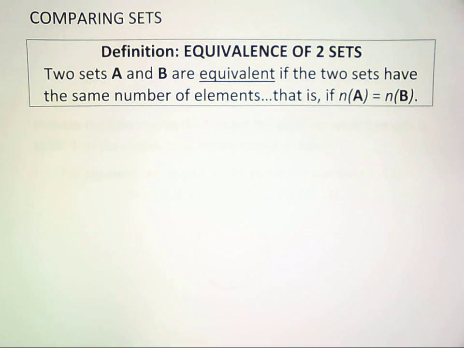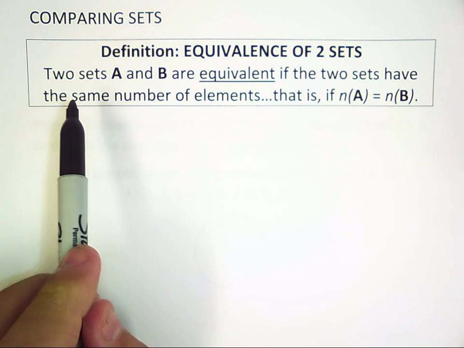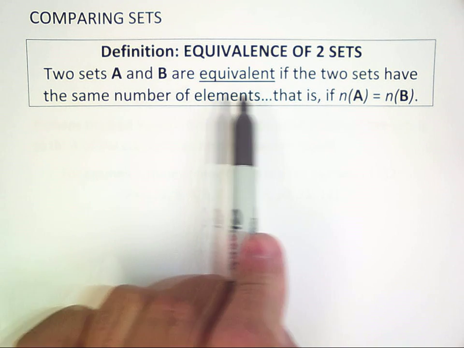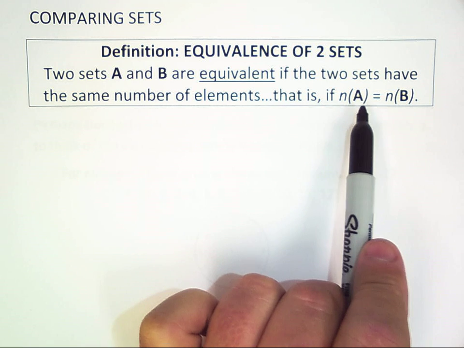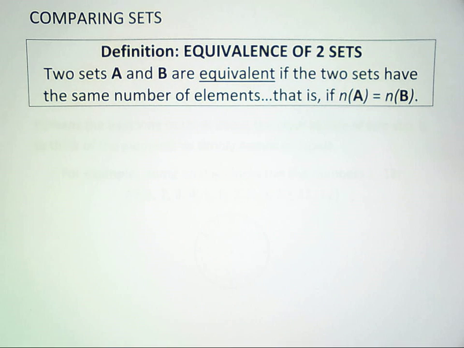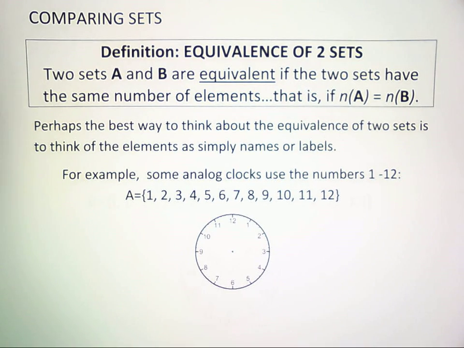The last concept that I want to cover here is the idea of equivalence of 2 sets. And here's the definition. 2 sets A and B are equivalent if the 2 sets have the same number of elements. That is, if the number of elements in A is equal to the number of elements in B. Now that's a very simple idea, but let me try to make you understand the difference between equivalent and equal. I think maybe the easiest way to do it is, again, through an analogy. I'm going to use the old clock analogy.